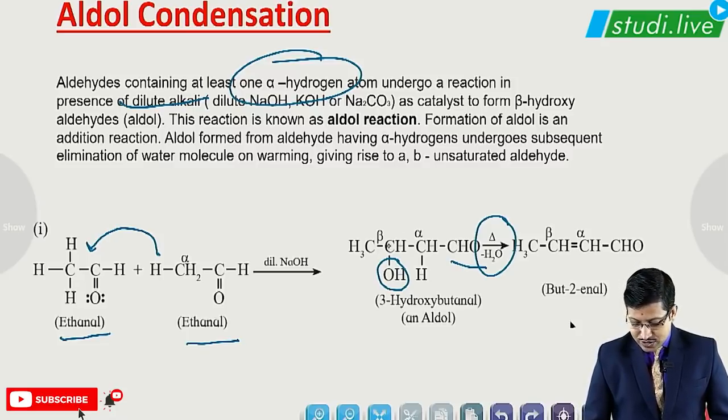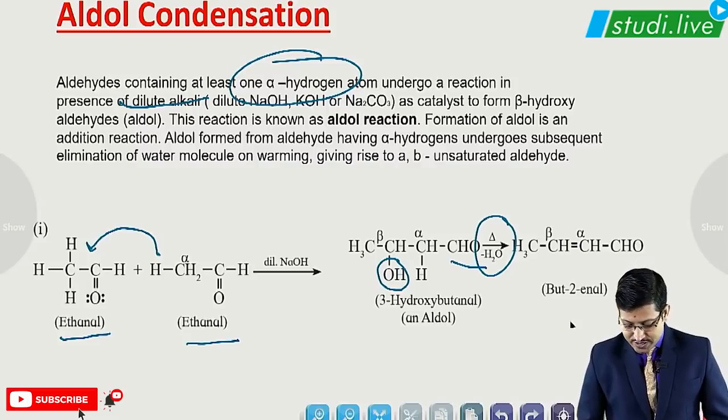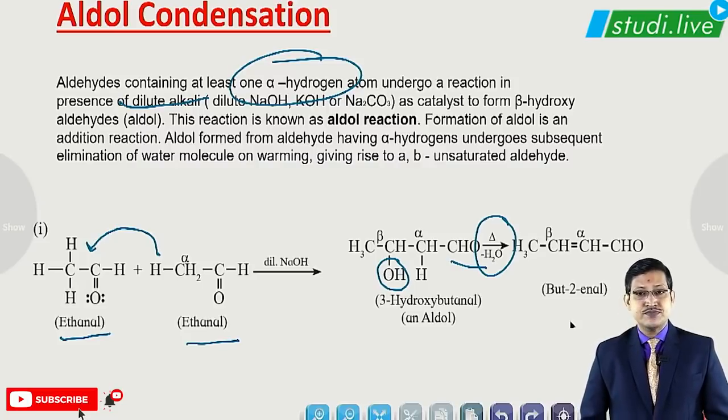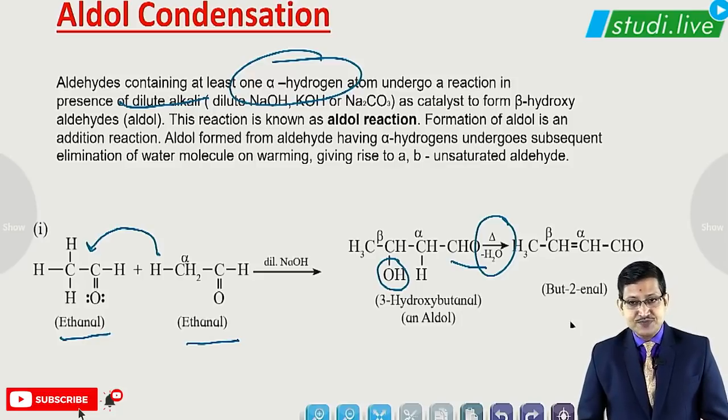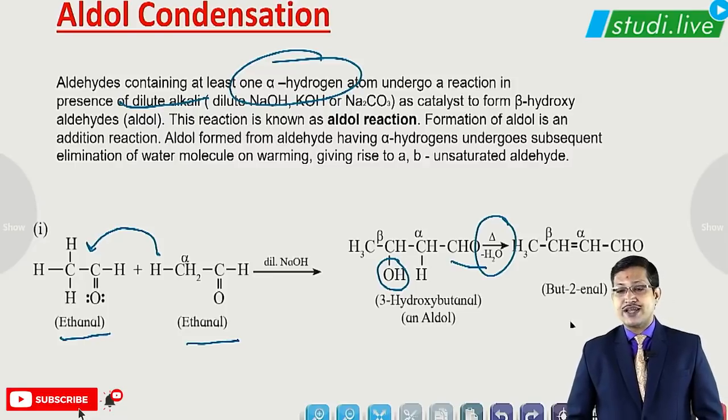First, second, third carbon. On the third carbon, it is OH. So it is 3-hydroxy. And in total there are 4 carbon atoms. With the aldehyde, it is butanal. So it is 3-hydroxy butanal.